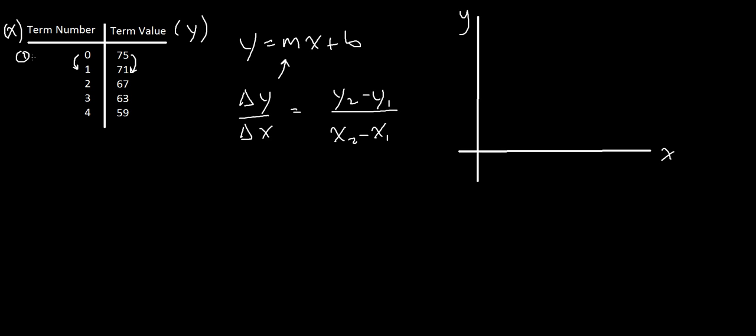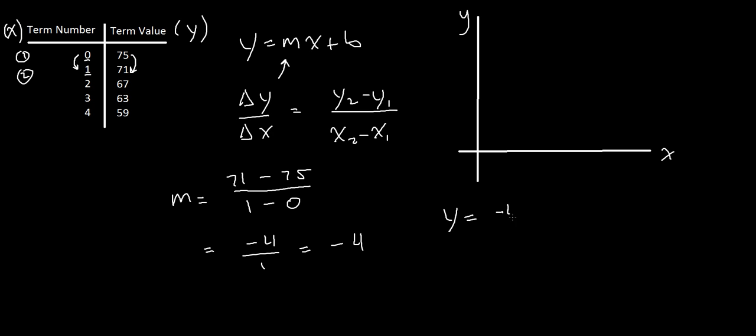So if you take this as your first relation and this as your second, then y2 would be 71. So let's say m equals 71 minus 75 over the change in x. Well, x2 is 1, and x1 is 0. So 71 minus 75 is negative 4 over 1, or just negative 4. And that's your m value. So for your y equals mx plus b, you can write y equals negative 4x plus b.